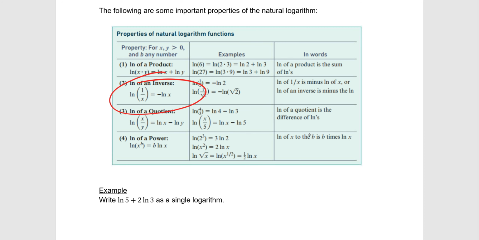And then this one, the second one that I skipped, is the ln of an inverse. Ln of 1 over x is the same as negative ln of x. Okay, that would be because for 2 here, we can rewrite that as ln of x to the negative 1, because 1 over x is the same as x to the negative 1. And then we can use this power rule and bring it down front and rewrite it as negative 1 ln of x, or just negative ln of x.